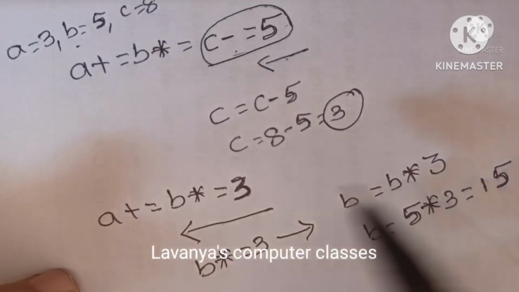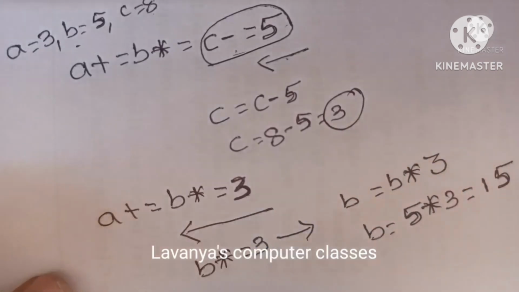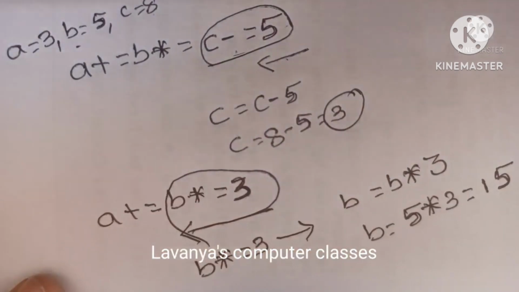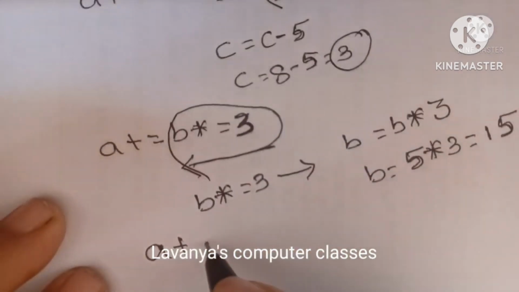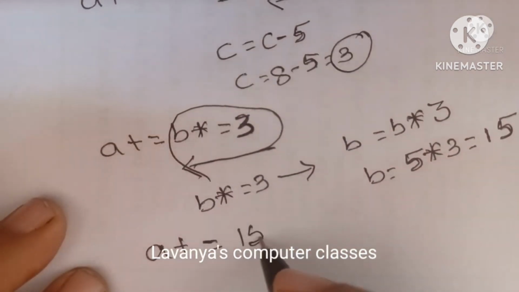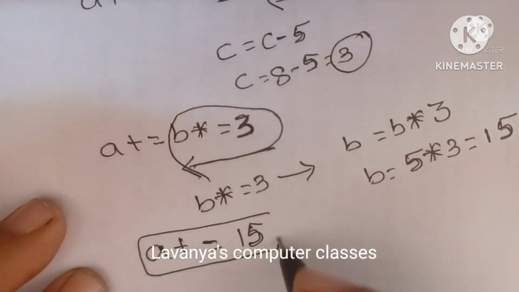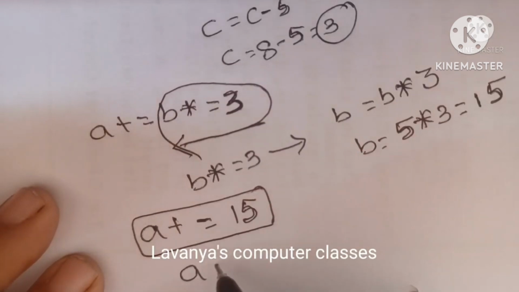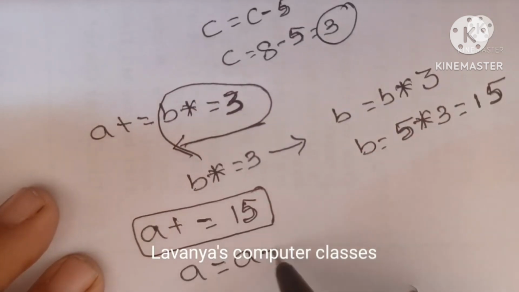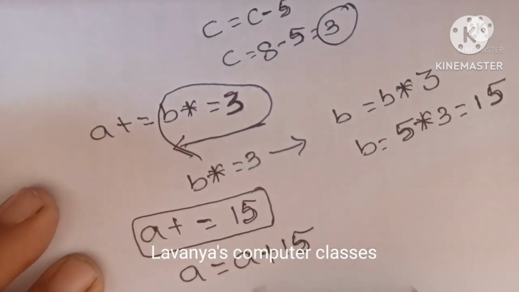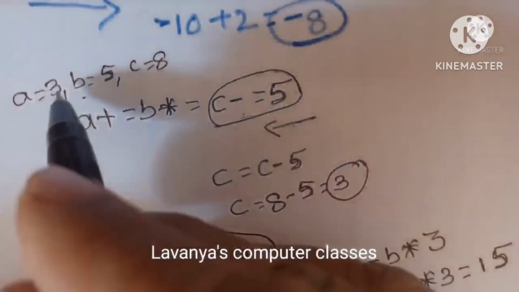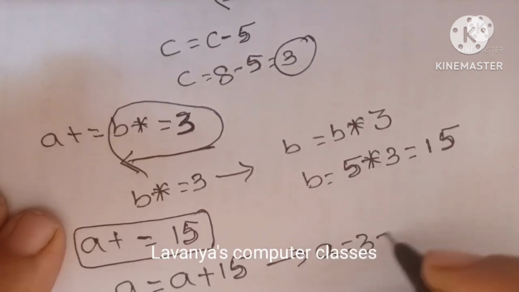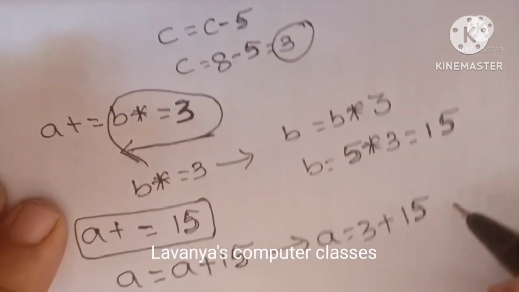So what is the value of B now? 15. Substitute this value in the entire expression: A += 15. This is also a shortcut assignment operator, so you have to write it in full form: A = A + 15. What is the value of A? In the beginning I took A as 3. So substitute 3 in this: A = 3 + 15, that is 18.